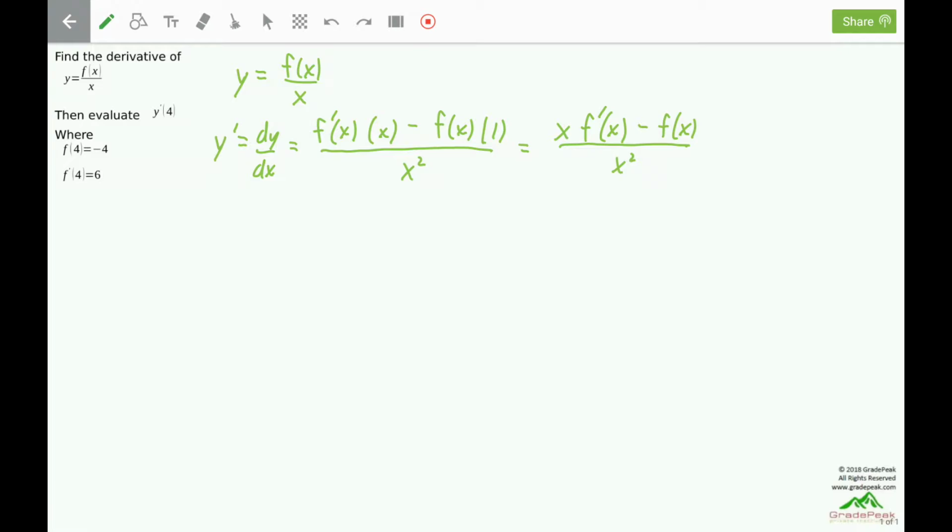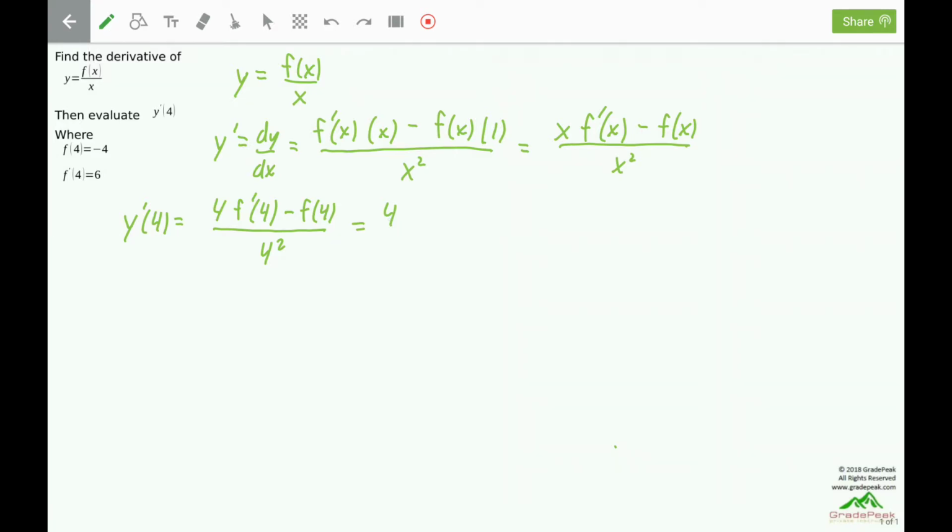The next thing to do is evaluate y prime of 4. And that means to plug a 4 in for each of the x's. So we'll have 4 times f prime of 4 minus f of 4, and then that entire thing divided by 4 squared.